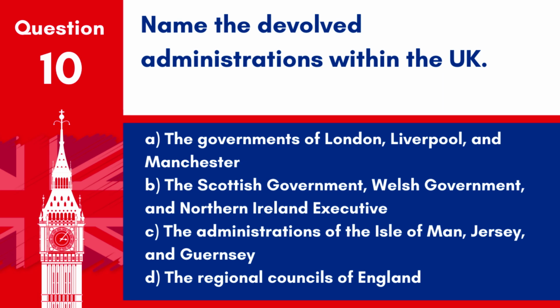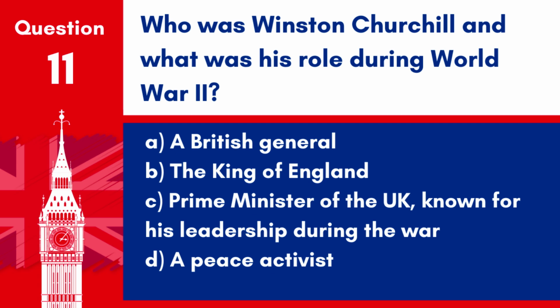Answer: The Scottish Government, Welsh Government, and Northern Ireland Executive. These are the devolved administrations for Scotland, Wales, and Northern Ireland respectively, each with varying powers transferred from the UK Parliament.